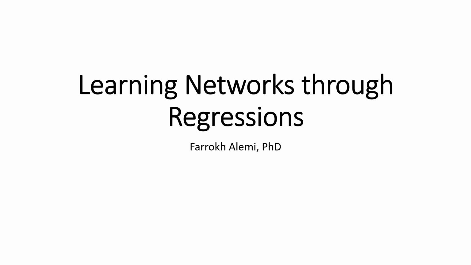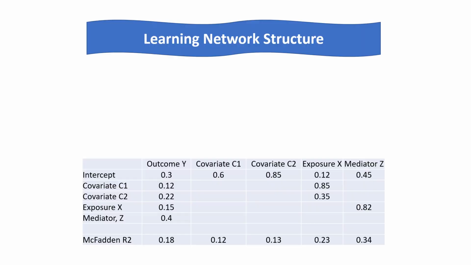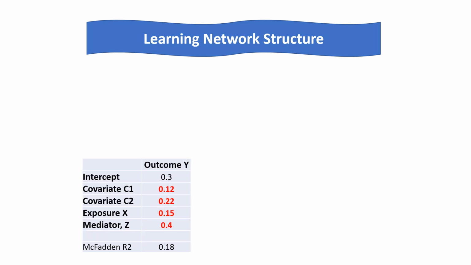This presentation describes how to create a network model through repeated use of lasso regressions. This table shows the key findings from a chain of 5 lasso regressions. In the first regression, the outcome y is regressed on 2 covariates, exposure and mediator variables.